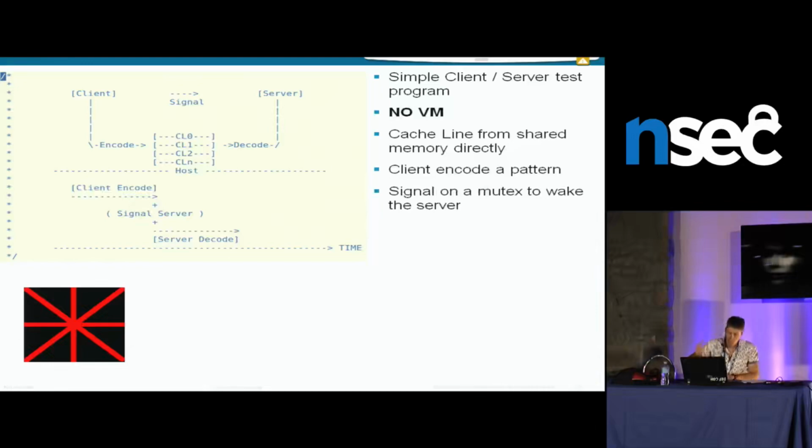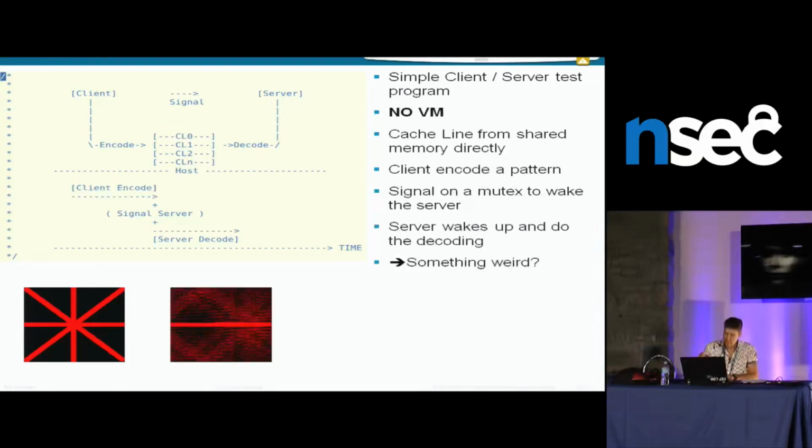So here, the first thing I have is a very simple client and server test program. There is no virtual machine in the picture at that time. It's bare metal running directly on the host. The cache lines that I'm using are coming directly from shared memory, so there is no address space to worry about. The client is encoding a pattern, that's the pattern that you see at the bottom here. Once the encoding is done, the client just signals on the mutex, and the server wakes up and does the decoding. And here, the decoding is all messed up, but there is a clear pattern in it.